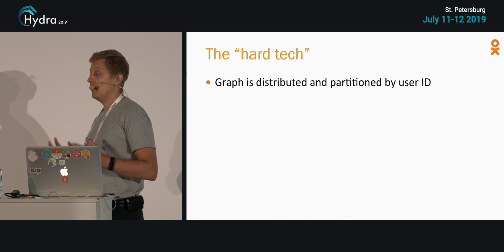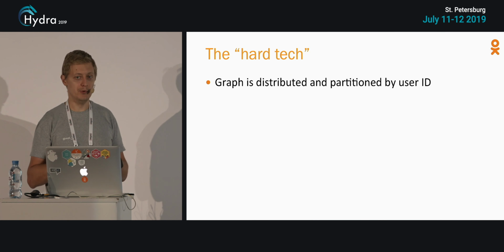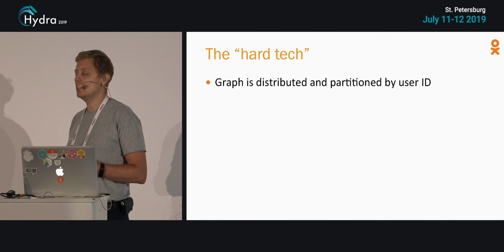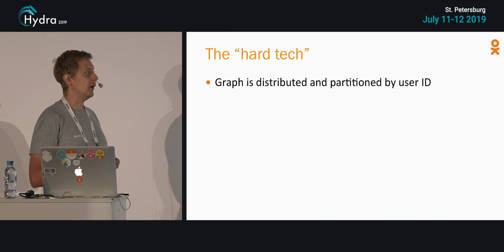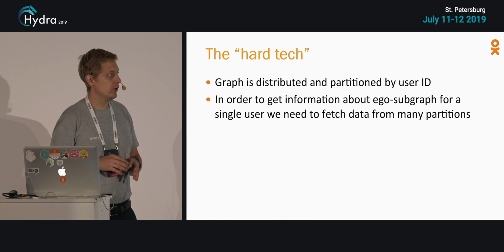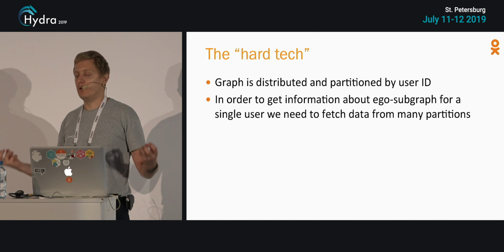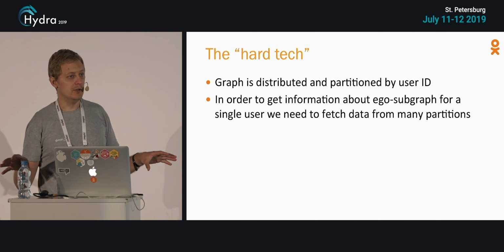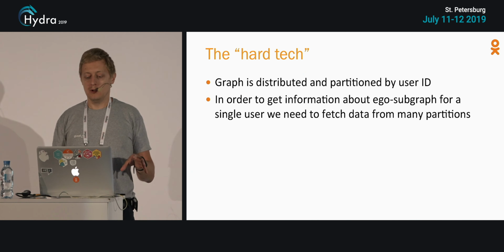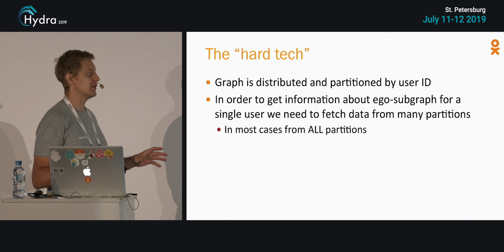If we are working with a large graph, of course, typically large graphs are not stored on a single machine; they are distributed and partitioned. And the default strategy, which is most commonly used, is partitioning just by user ID. So we also use this strategy. In this case, in order to get information for a user's ego subgraph, we need to get information from all his friends. To do so, we need to access data from many partitions. And actually, in most cases, it means that we need to access data from all partitions.